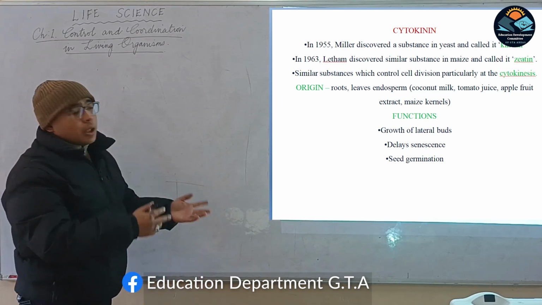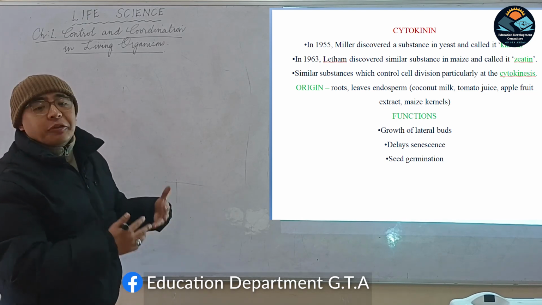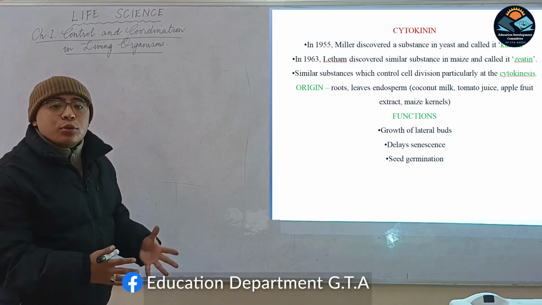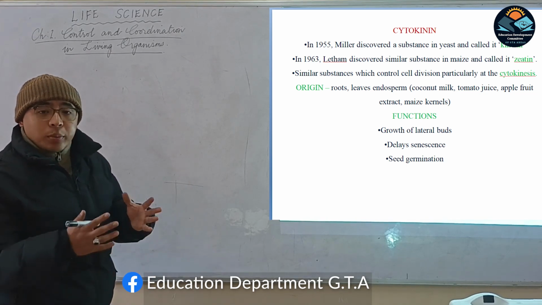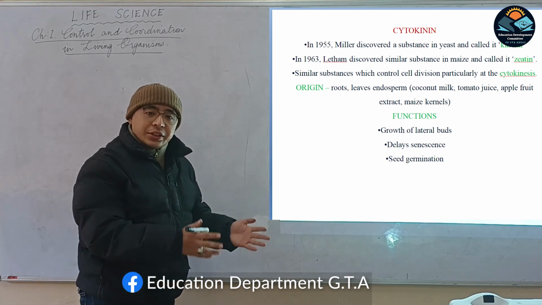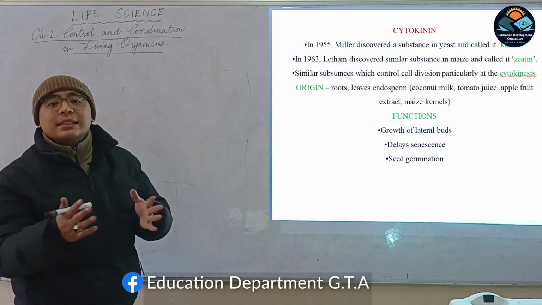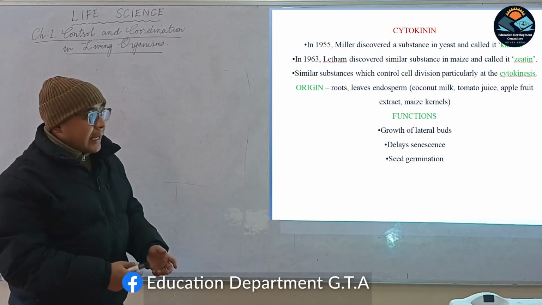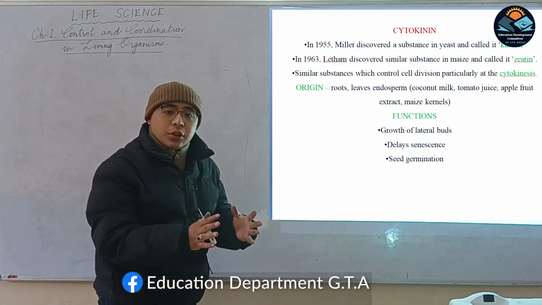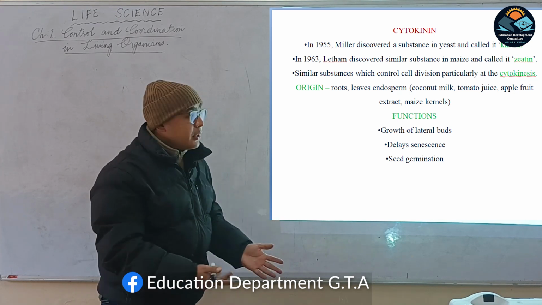Similar substances like kinetin and zeatin were discovered by different scientists in different plants, and all of these substances seem to control growth or perhaps cell division at a particular stage known as cytokinesis. Thus, this group of hormones was named cytokinin. Again, it was named cytokinin because it controls cell division at the particular stage known as cytokinesis.